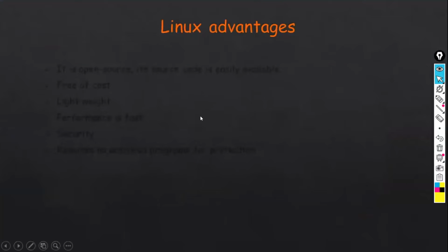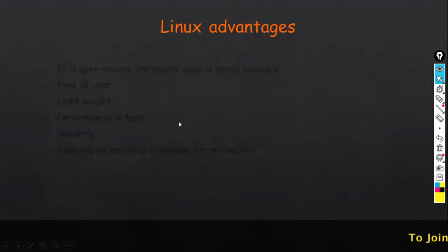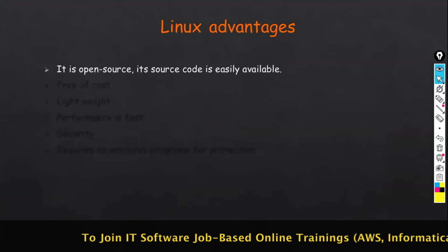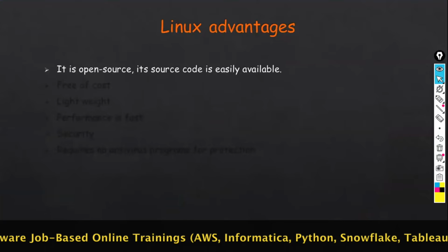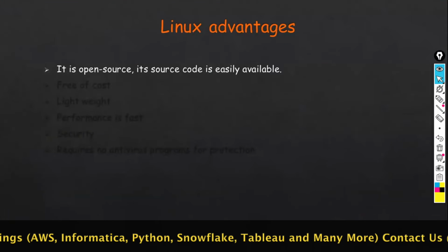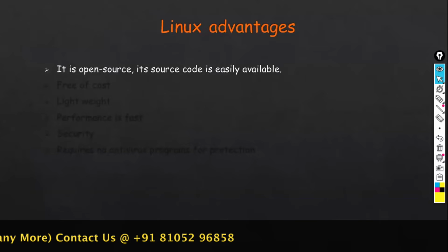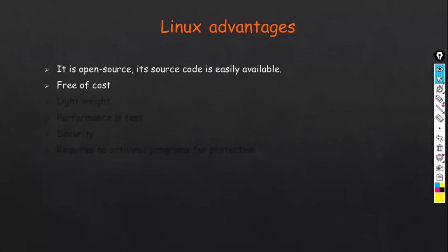Next, advantages of the Linux operating system over Windows. What advantages are we getting? It is open source. The source code of the Linux operating system is easily available. It is not kept confidential. Source code means the programs which are written for developing the Linux operating system. It is open source, and it is free of cost. You can download Linux and install it in your system for free. You don't need to purchase it or buy a license. No need to pay money.